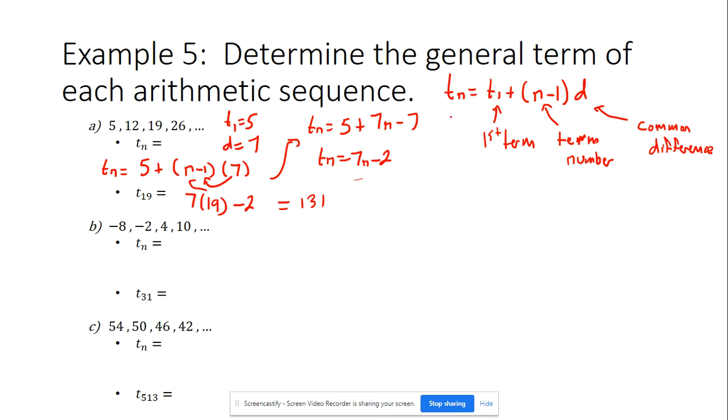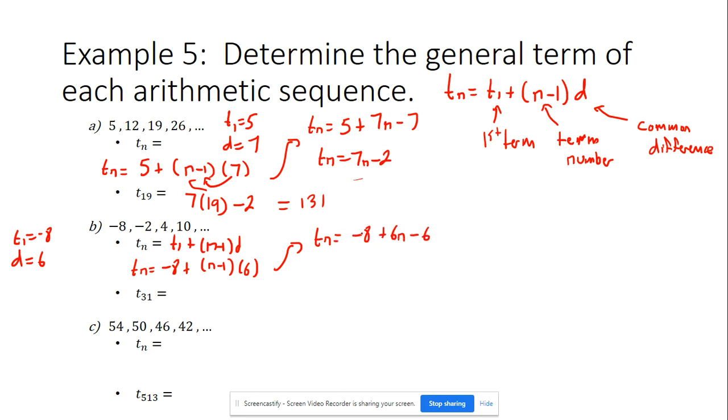We have Tn equals T1 plus (n minus 1)d. In this case, T1 equals negative 8 and d equals 6, because negative 8 plus 6 is negative 2, plus 6 is 4, plus 6 is 10. So our common difference is 6. That means Tn equals T1, which is negative 8, plus (n minus 1) times 6. So Tn equals negative 8 plus 6n minus 6. Negative 8 minus 6 is negative 14. Tn equals 6n minus 14.